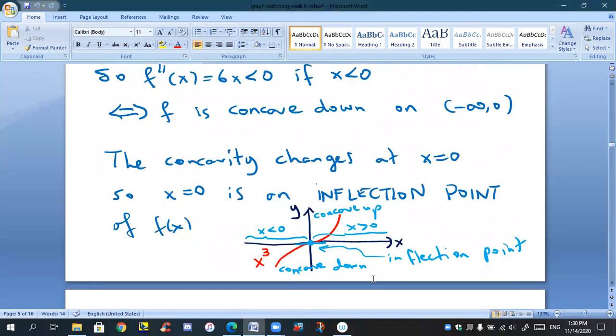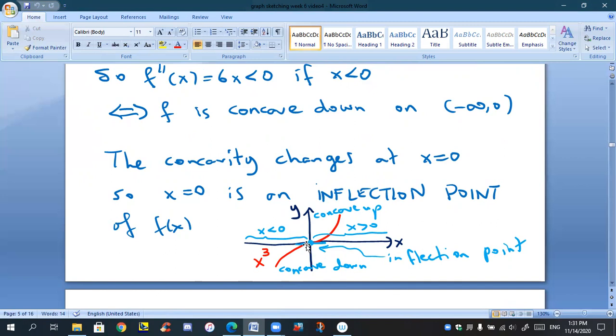Look at the graph actually. We know the graph of x cubed. It looks like a picture like this. As you see, before 0, for negative numbers, it's concave down. And look at it, it's concave down, so the second derivative will be negative. At 0, there is a concavity change. After 0, it's concave up because the second derivative will give a positive sign.